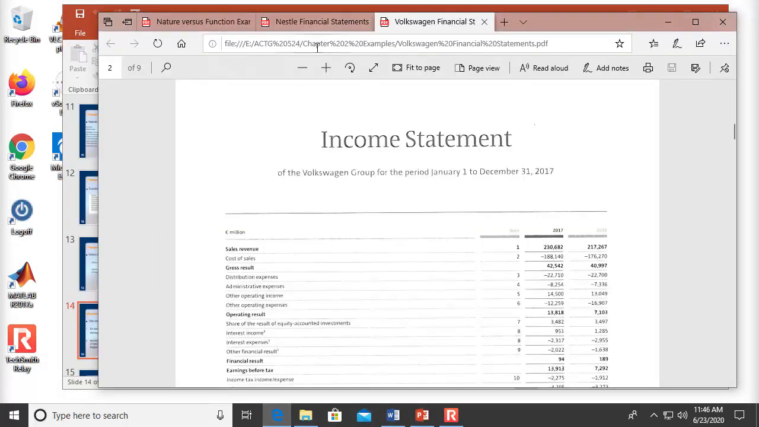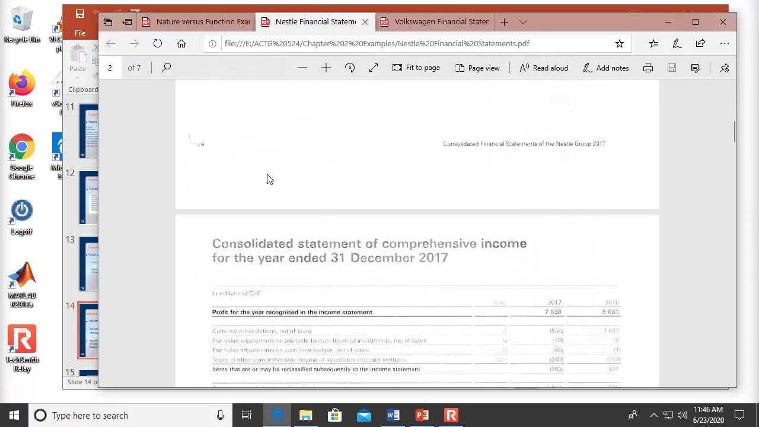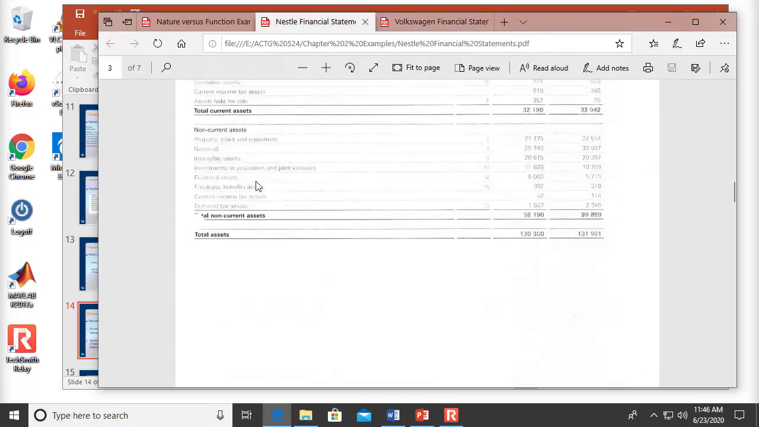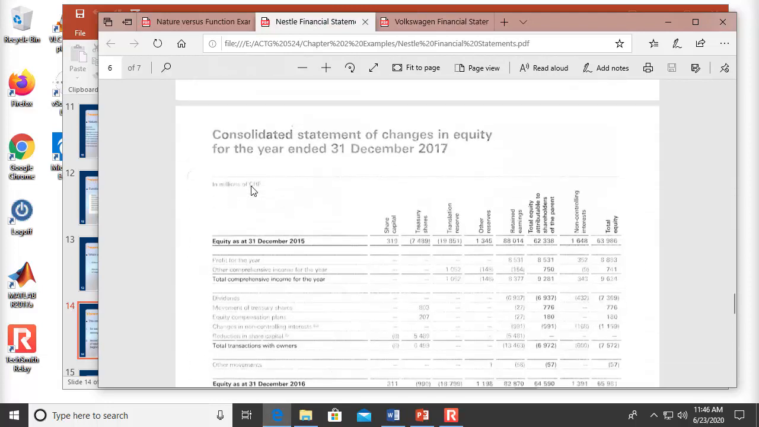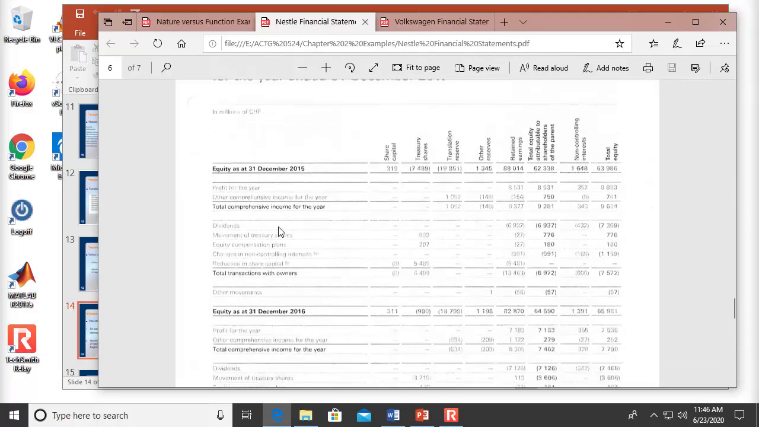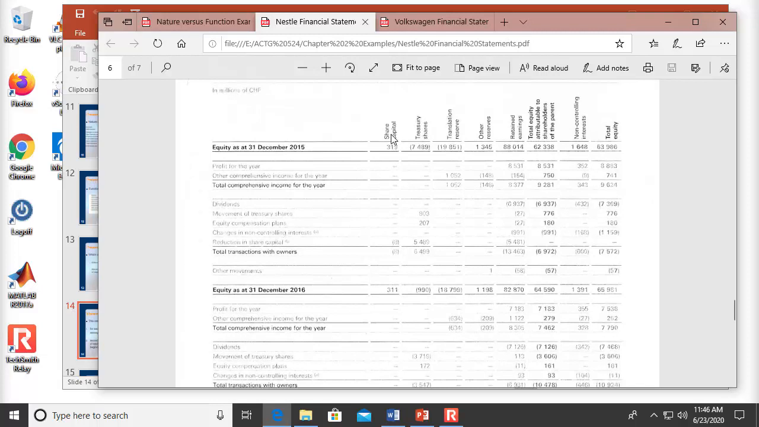And so here we have Nestle's financial statements, the balance sheet. Here's our statement of cash flow. And here we have the statement of changes in equity. So you can see that we've got share capital. We've got treasury shares. We've got translation reserve, other reserves, and all the elements of equity are here with total equity in the last column.